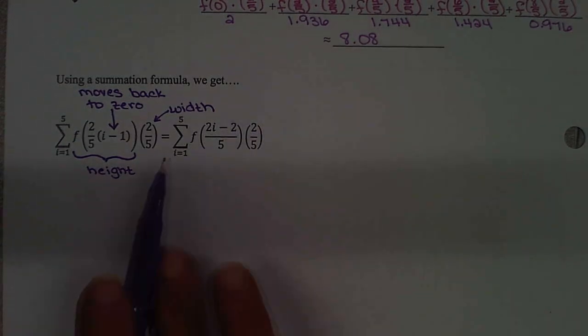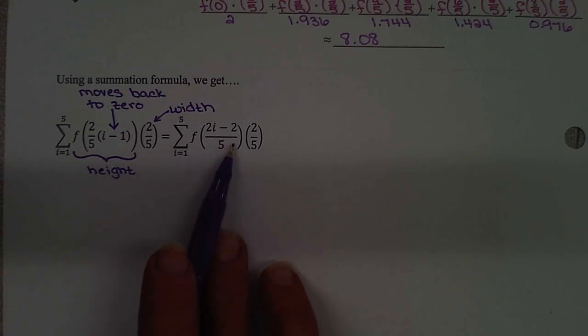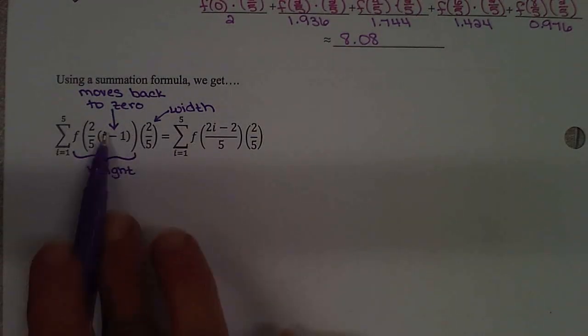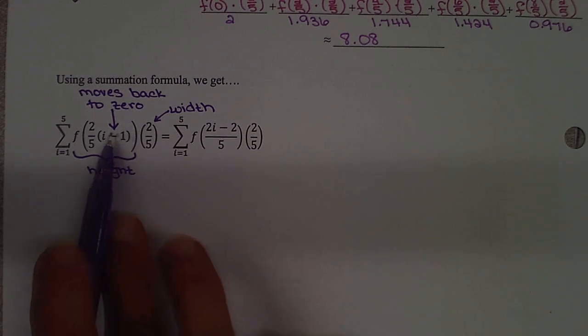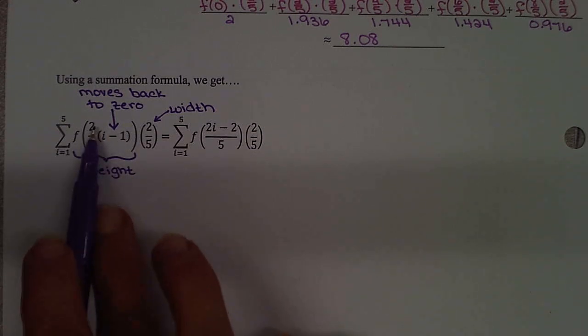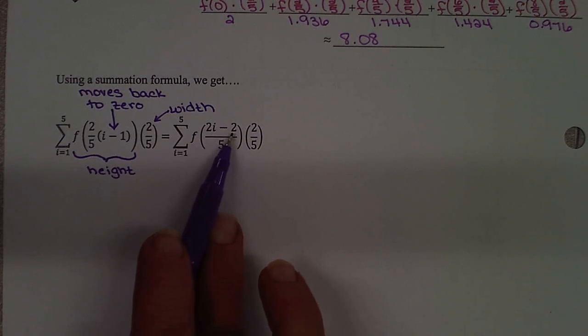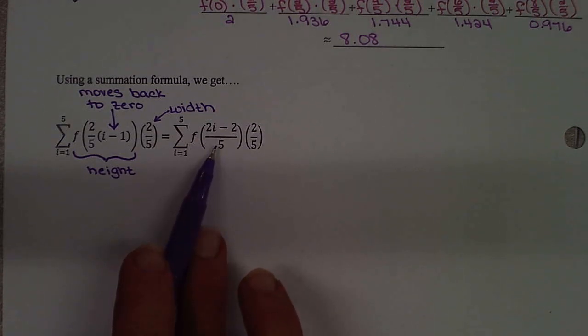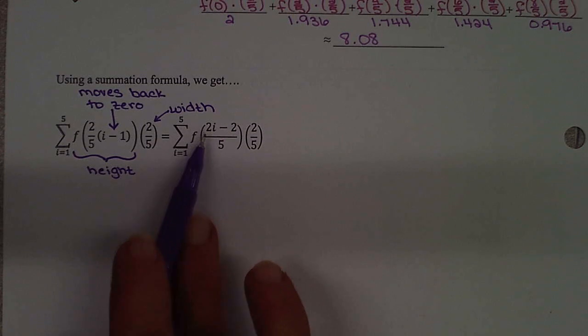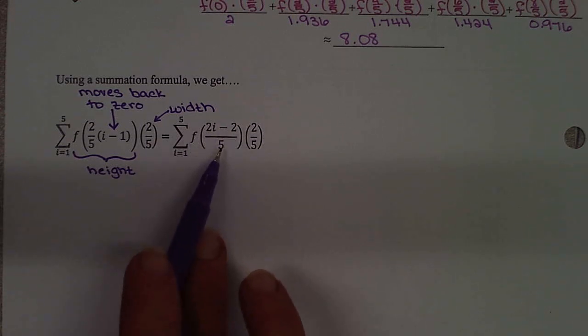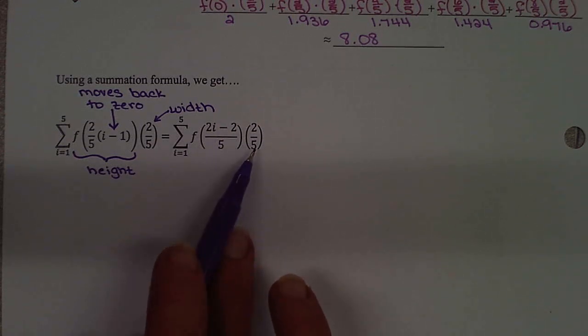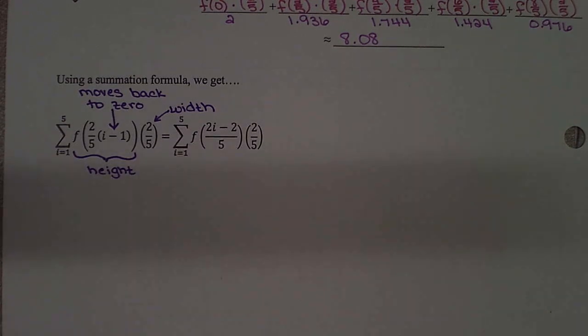Now on this next step, all that's been done is this i minus 1 has been taken up to the top of this fraction and the 2 distributed. So the 2 times the i is where the 2i came from, and then 2 times the negative 1 is the minus 2, and then all of it over 5. So this is what we're going to be plugging into my function. This is going to be that constant that we're able to pull out when we start doing all of our summation formula substitutions.